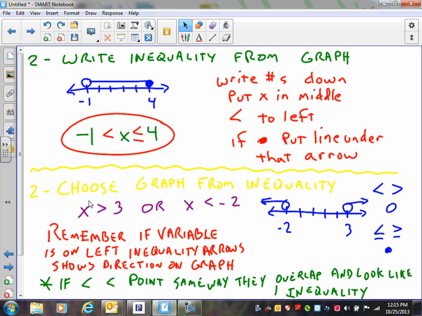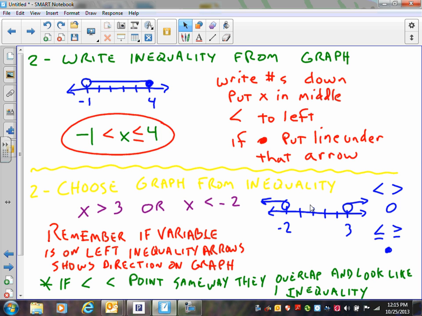You have 2 where you have to choose the graph from the inequality. So they give you the inequality, and then you'll have 4 graphs to choose from. Remember, less than, greater than are circles, less than or equal to, greater than or equal to are dots. Remember, if the variable is on the left, the inequality arrow tells you which direction you go on the graph.